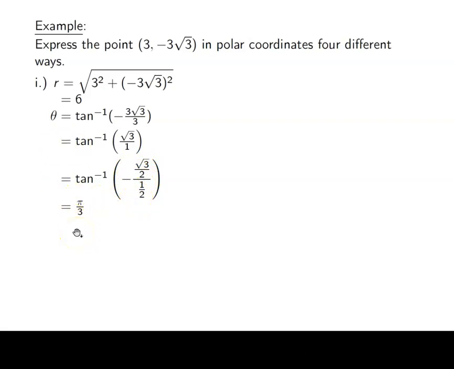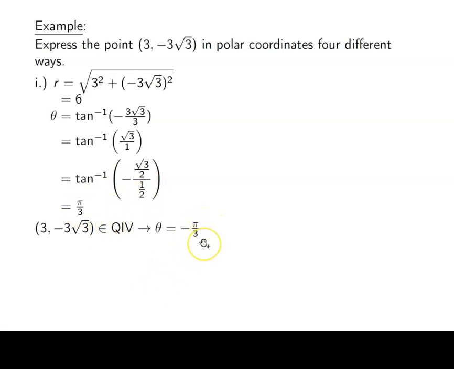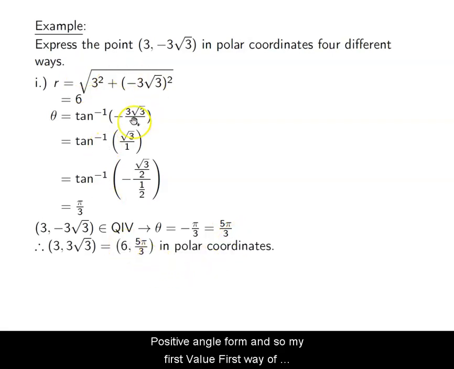Okay. Now the problem with this is that yes, this is the angle that's formed, but look at the point, right? The point is in quadrant 4, okay? Because the y value is negative, x value is positive. So we have to adjust this angle so that it represents the correct angle value. So we just have to subtract this from 0, which is negative pi over 3. So we can write this as 5 pi over 3 if we want to talk about it in a positive angle form. And so my first way of writing this would be 5 pi over 3.